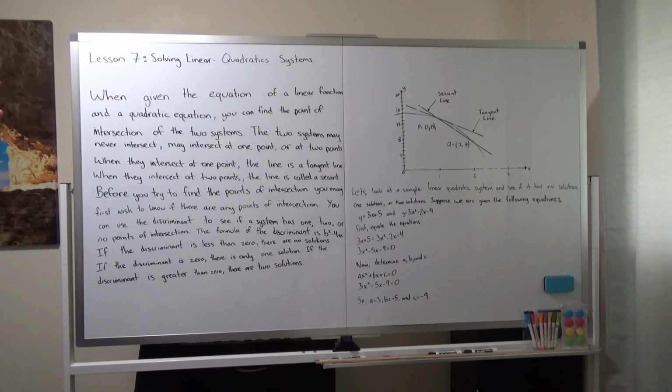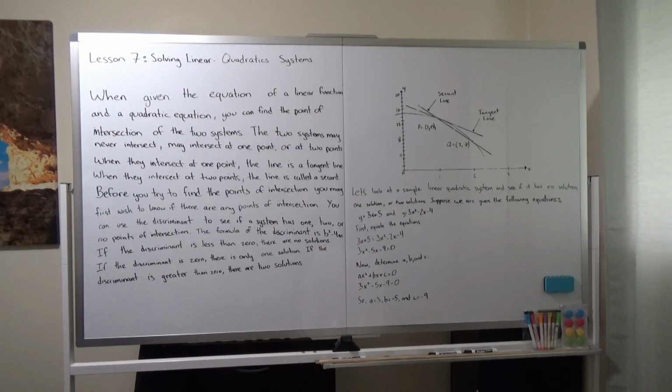Lesson 7. Solving Linear-Quadratic Systems. When given the equation of a linear function and a quadratic function, you can find the point of intersection of the two systems. So if you have a linear and a quadratic, you might want to find the point of intersection of the two systems.